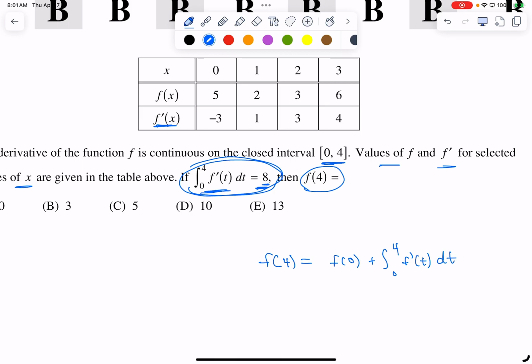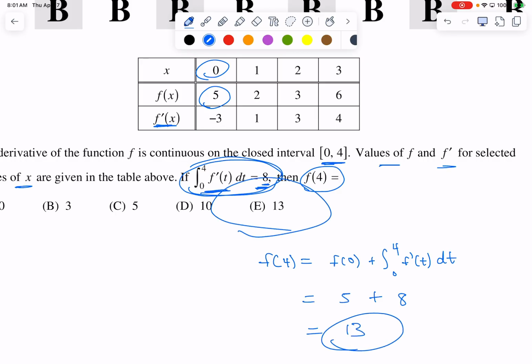How much did it get displaced from 0 to 4? 8. So if you know where it starts, will you know its new position? What is f of 0? 5. What's 5 plus 8? The answer is E. Start plus displacement.